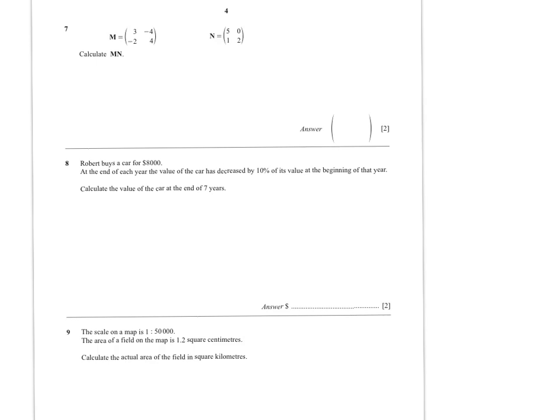Now, the best way to do that is first to write down the order. So this is a 2 by 2, and that is a 2 by 2. And you can only multiply matrices with each other if those inner numbers are the same. And they are the same, they're both 2, so I can multiply them. It would also be quite strange if they give a question that you actually can't answer.